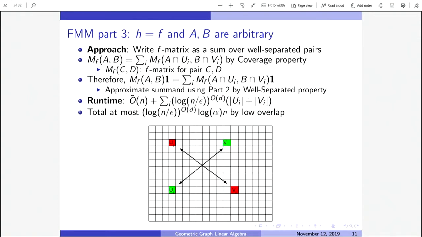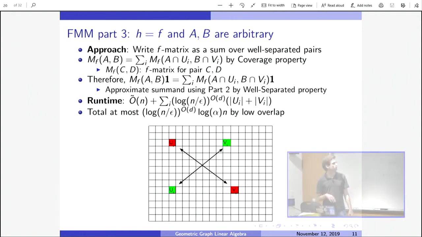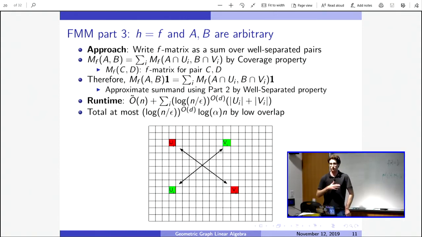So, yeah, you can write this matrix as a sum of these other matrices because of the coverage property, the fact that every pair of elements is covered by exactly one pair of sets. And then we can apply the well-separated subroutine, and that gives you an algorithm with this runtime.